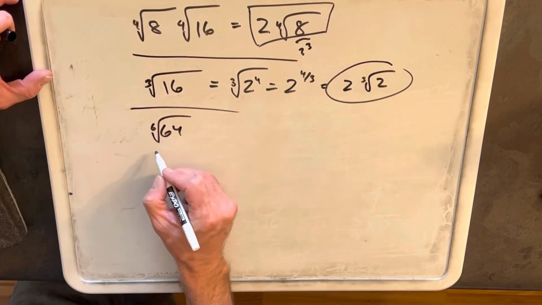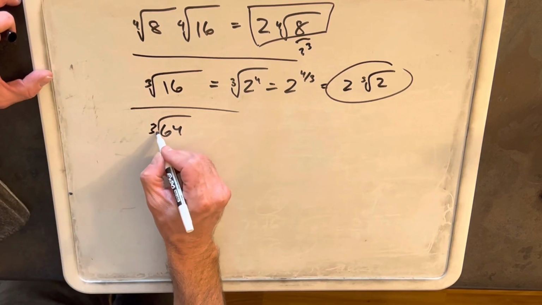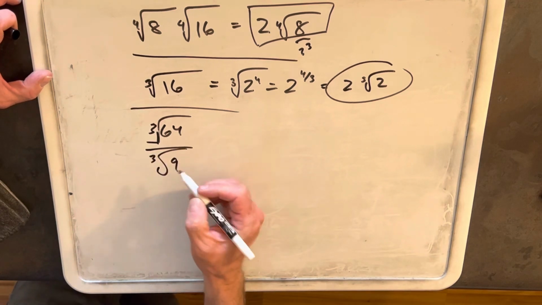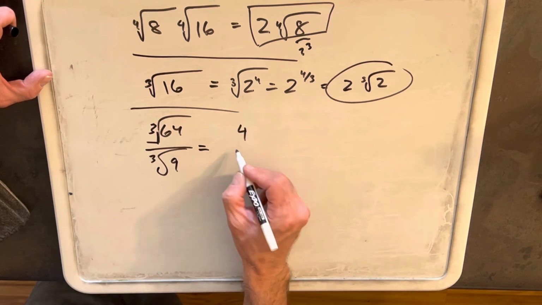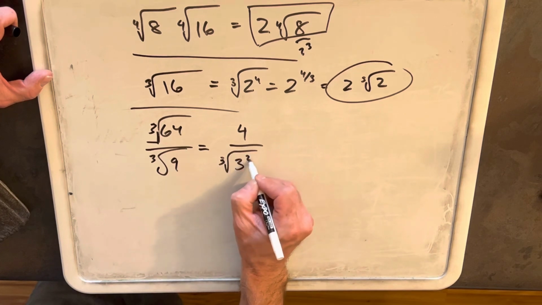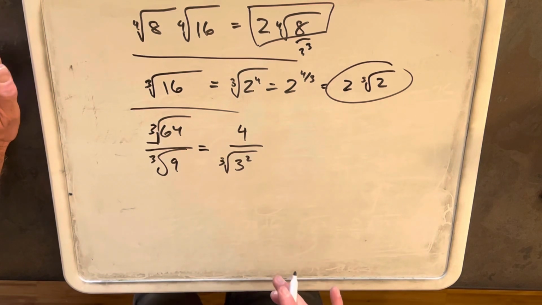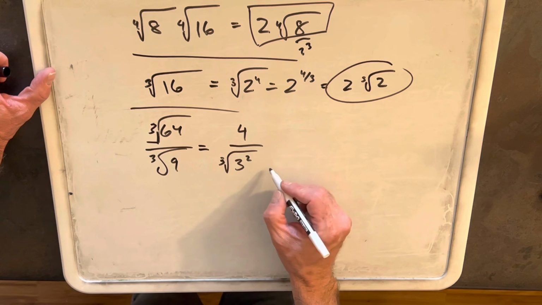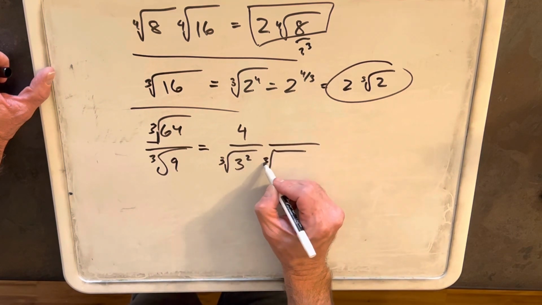Cube root of 64, oh, that's not a cube, that's a 6. Okay, so cube root of 64 over cube root of 9. I think the cube root of 9 is going to be our problem. The cube root of 64 is just 4. We'll write this one as 3 squared, and then we just need to rationalize the denominator. I don't know if when I say rationalize denominator, that even makes any sense. Maybe I'm tired and making up words.